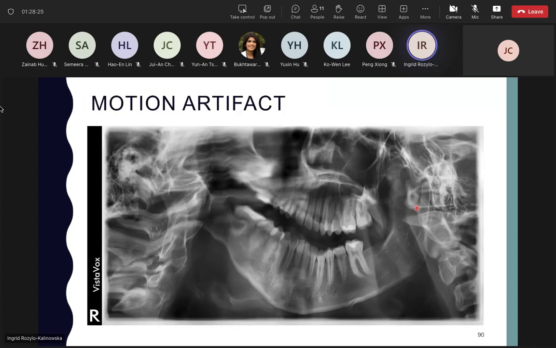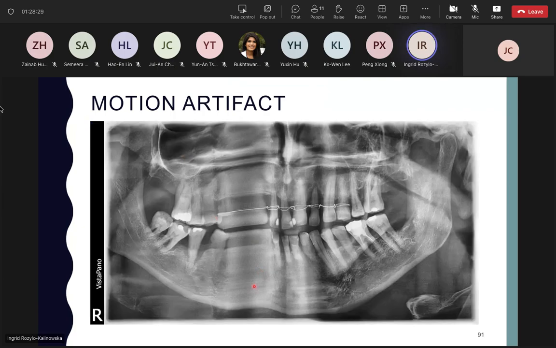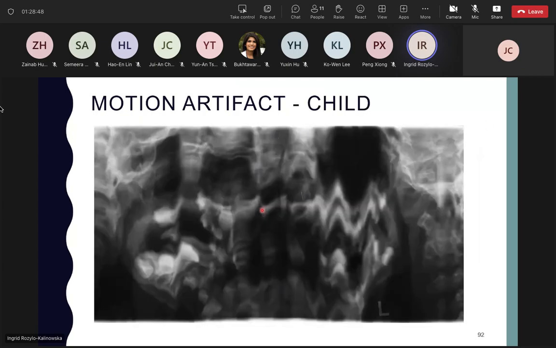A collection of motion artifacts, sharp movement in horizontal plane, and it's not a child. We cannot estimate dental age precisely by looking just at the teeth, because humans are not horses, but definitely this is not a child. So in an adult, sharp movement of a head. And this was a child long time ago.